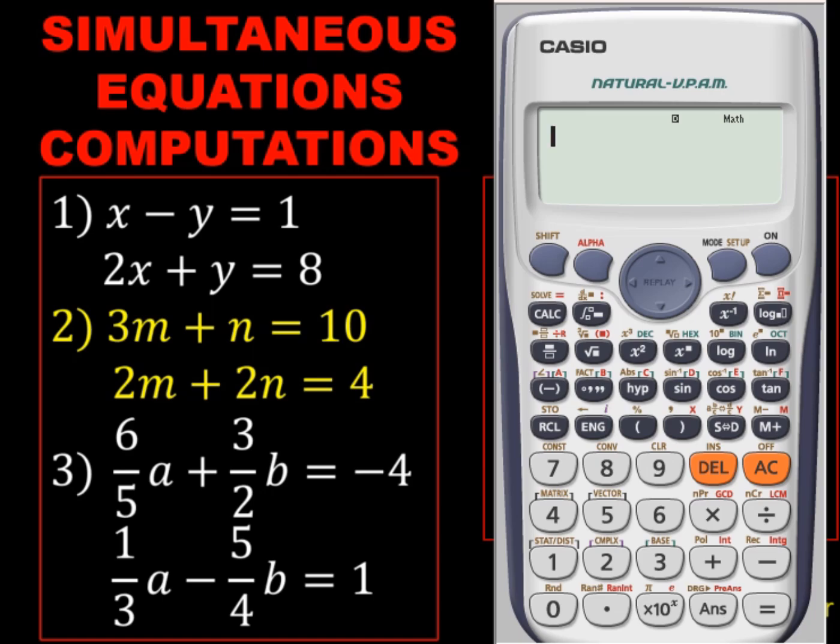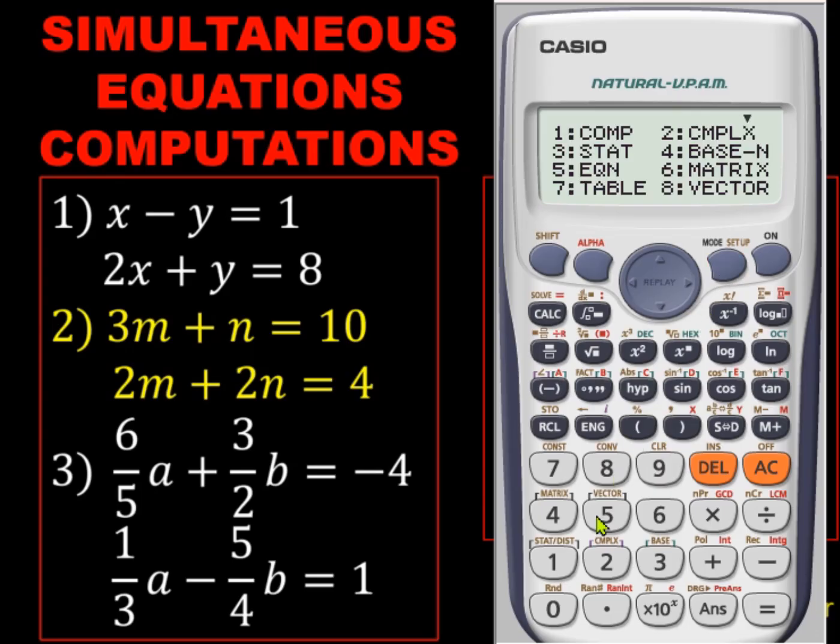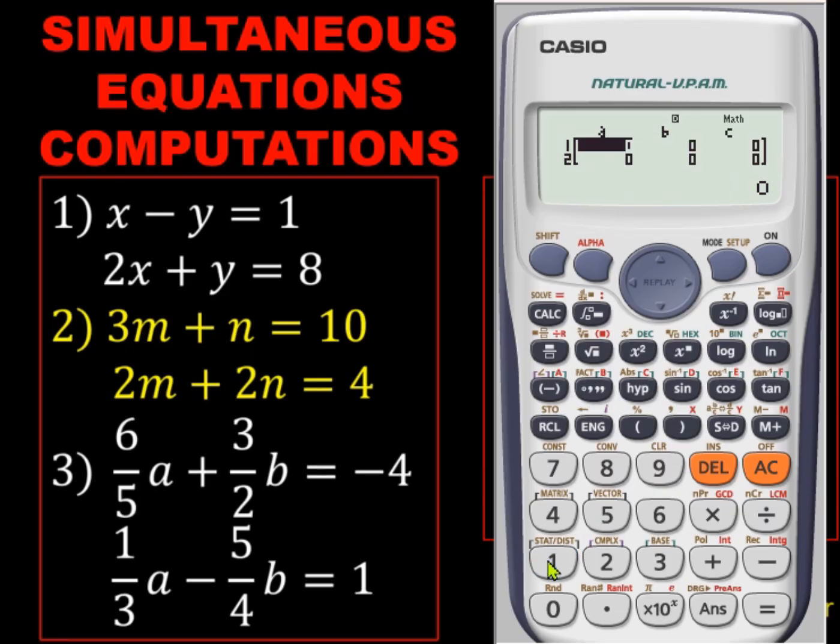So this is how to use a calculator to solve simultaneous equations. So the first thing you will do is to press on mode, then select 5, which is equations, EQA. Then you select the first one. Now, we are going to compute the coefficient of the variables we are dealing with.